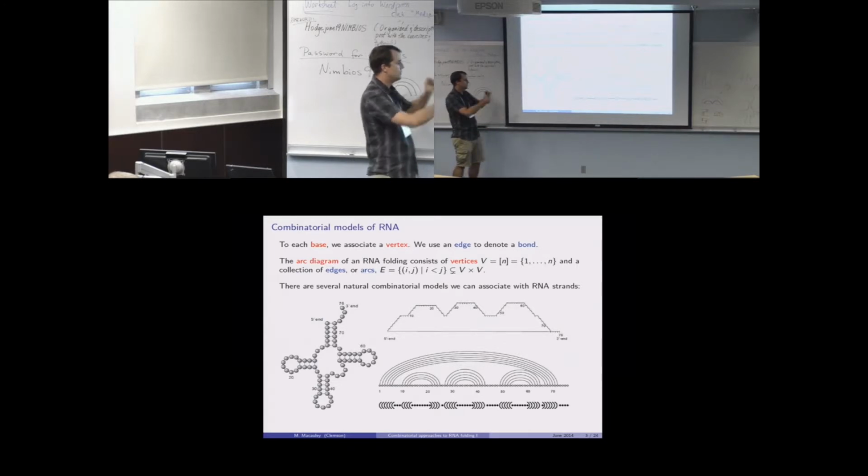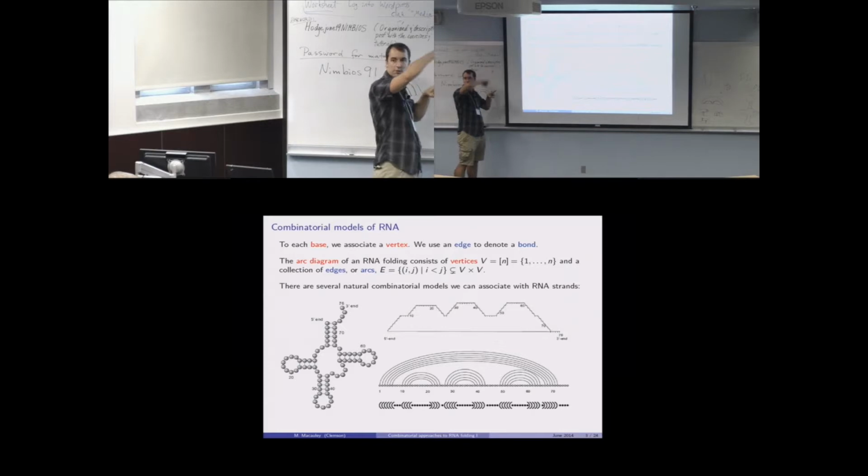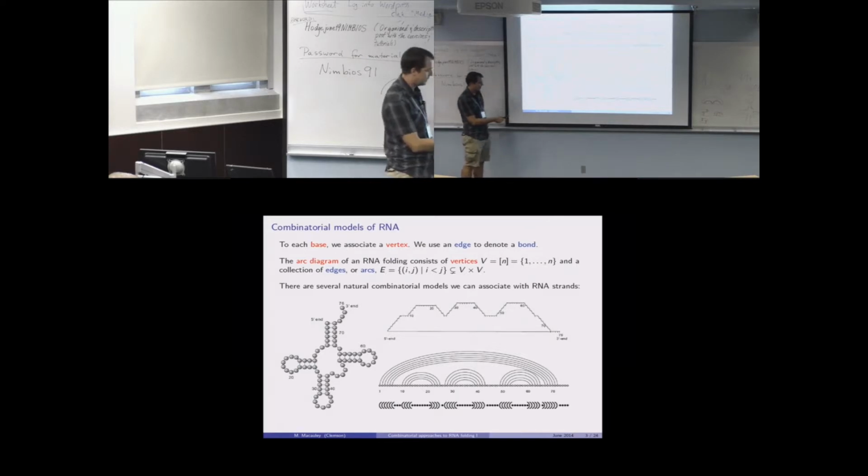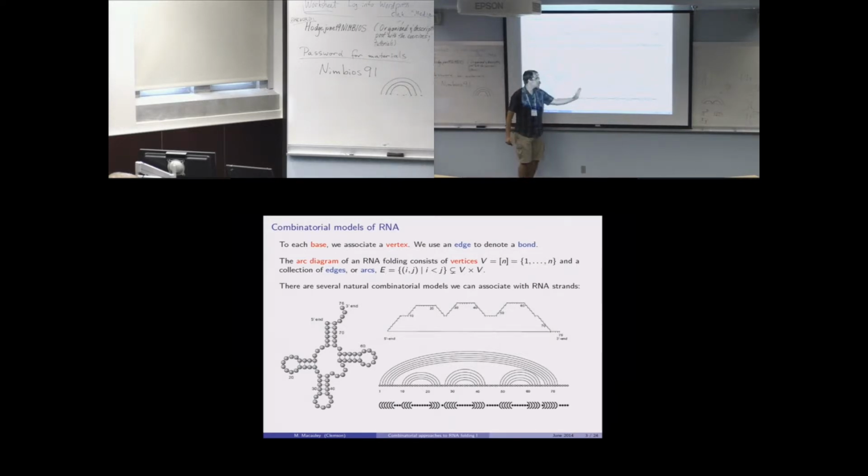If you just stretch it out and draw arcs for those bonds, you get the arc diagram. This is a dot-bracket notation where you can see what's going on. At the beginning of the arc, you put an open bracket. At the end, you put a closed bracket. And notice how this completely determines this, assuming you don't have crossings.